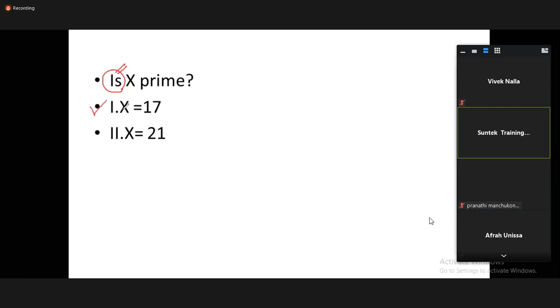Is x prime? Okay, x is equal to 17. If x is equal to 17, is x prime? Yes, correct. Okay, now only look at statement 2. x is equal to 21. If x is equal to 21, is 21 prime? No. So can I say both are correct only? Both are correct only.